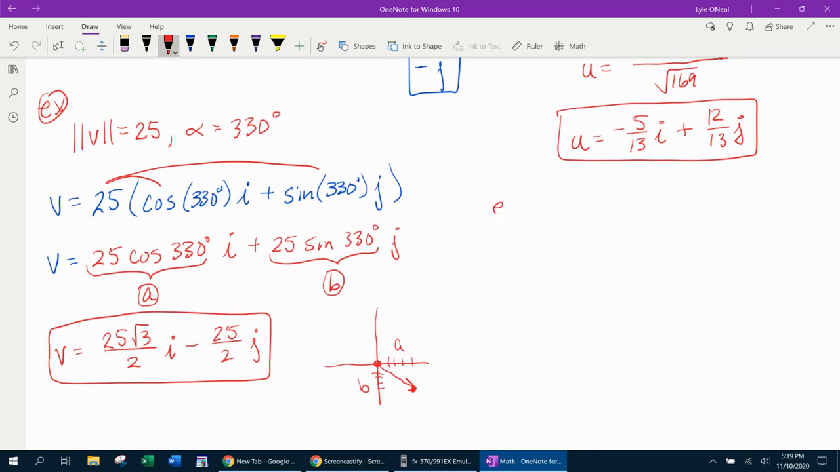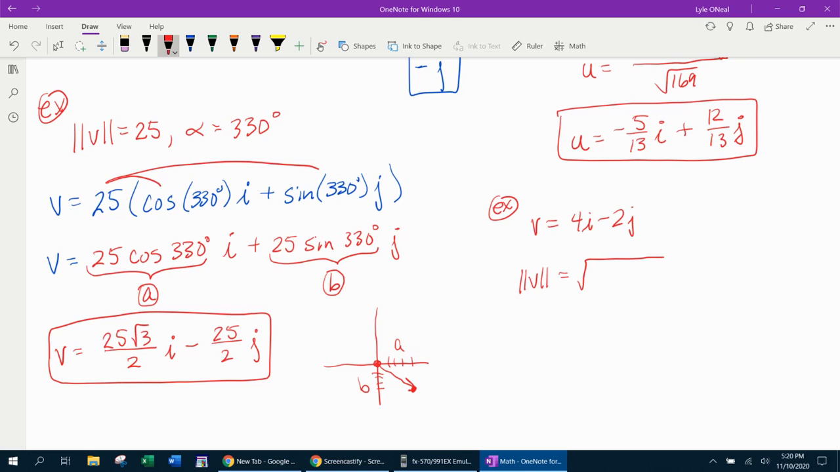All right, next example. Here they're going to give me vector v is 4i minus 2j, and they ask me to find the direction angle. They don't ask for it, but just for fun, we're going to find the magnitude and the direction. We're going to find both of those pieces.